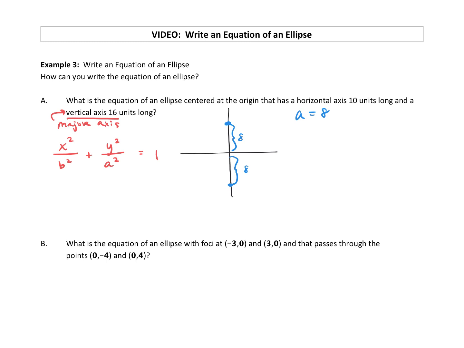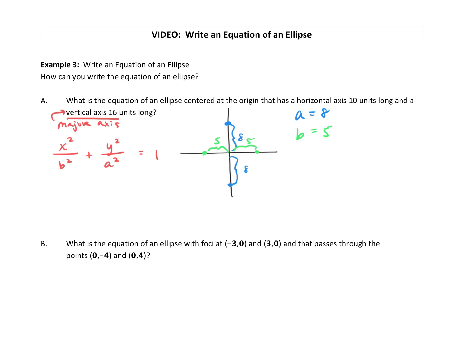Now the horizontal axis is our minor axis. The minor axis is 10 units long. We're going to cut that in half and go 5 units in both directions to get the co-vertices. The b value is the distance from the co-vertex to the center, so our b value is 5. And that's pretty much all we need to write our equation of an ellipse, our a value and our b value.